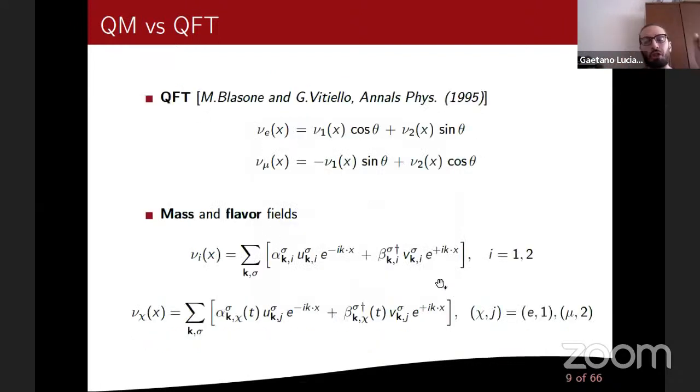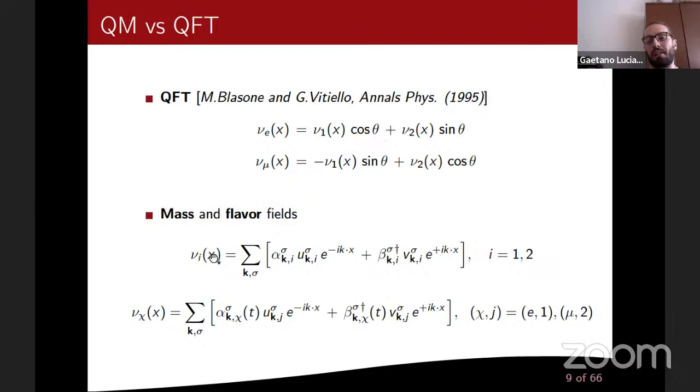One of the approaches to the field theoretical study of neutrino mixing was made in this work by Blasone and Vitiello in 1995. The question they ask is, what happens if we try to implement the mixing transformation I was showing you in my first slide, but at the level of fields, not at the level of single particle states? So now these objects are fields, not single particle states anymore. This is the standard Pontecorvo transformation, and again we try to implement this rotation, this mixing transformation, at the level of fields.